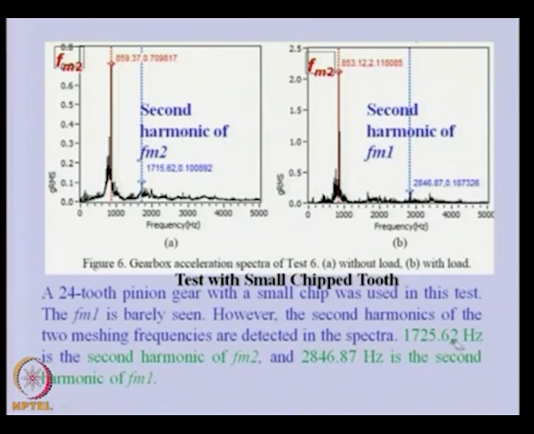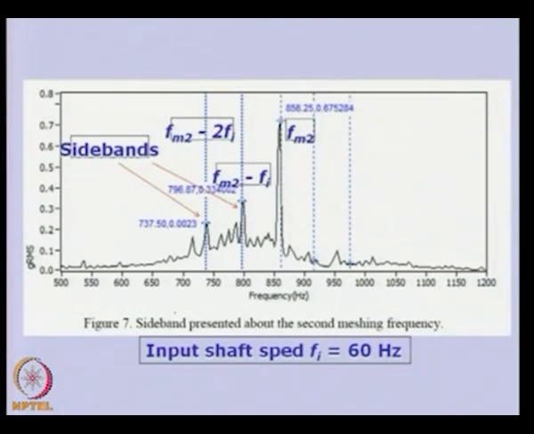So the 1725, that is this one, and the second harmonic of this is 2846, 24, you can see here. Some higher multiples of the harmonics of the mesh frequencies are visible, but FM2 is more predominant, and FM1 is not that predominant, but second harmonics are picking up. Okay, then next you can see the sideband presented about the second meshing frequency. This is the second mesh frequency, and this is the sideband.